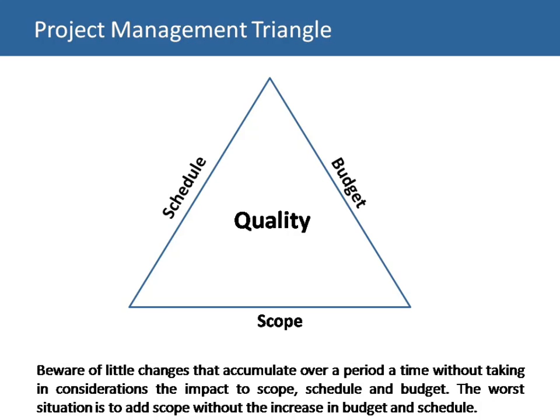The message at the end of this presentation is that one has to be aware of the little changes that accumulate over a period of time without taking into consideration the impact on the scope, the schedule, and the budget. The worst situation is to add scope without increases in budget and schedule. We have to understand that there is a direct relationship between what we do over scope, our schedule, and our budget, and that relationship is very tight and integrated. Once we see and understand them, we'll be able to have a better handle on how we manage our projects. Thank you for your attention.